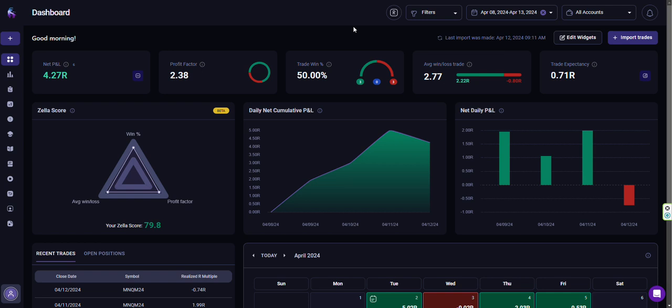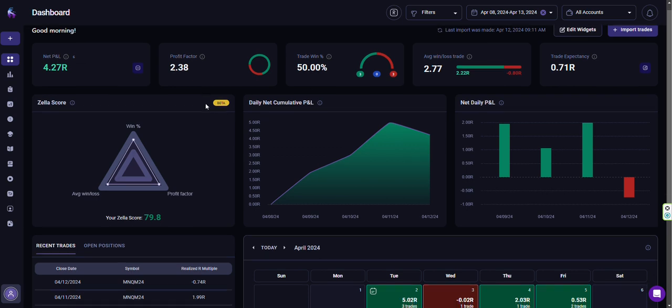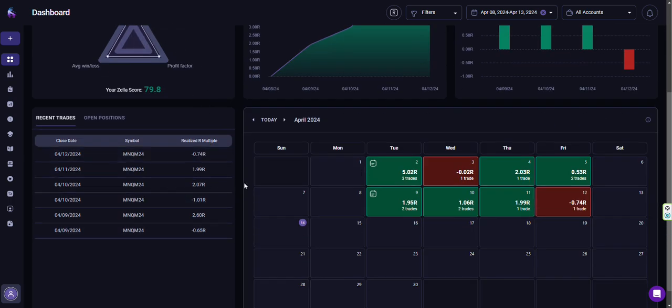So today I'm going to be going over all of the trades that I took this week, April 8th to April 13th. So right here are all my TradeZilla stats. You can see my net P&L and R multiple, profit factor, trade win rate, average win to loss, expectancy, and all of my R multiples. So this is what I'm trying to focus on the most.